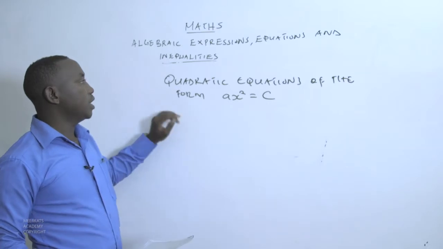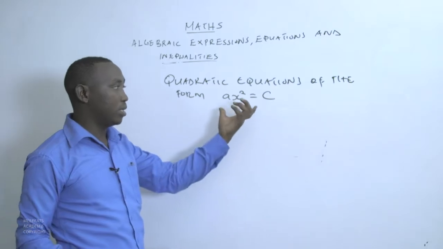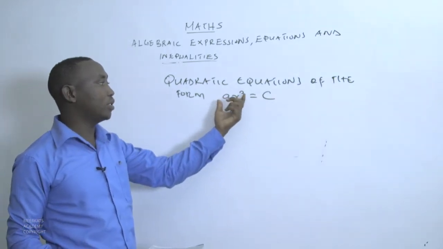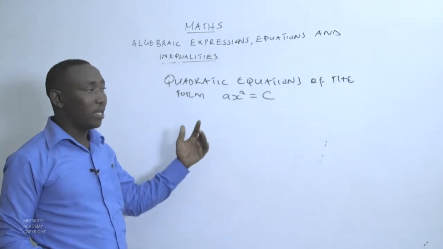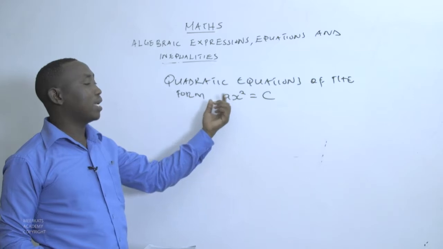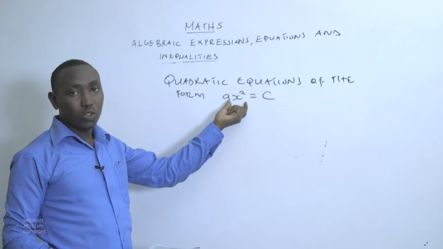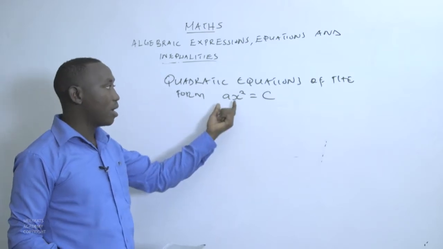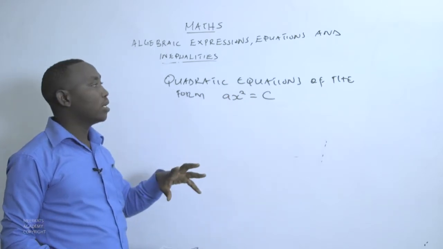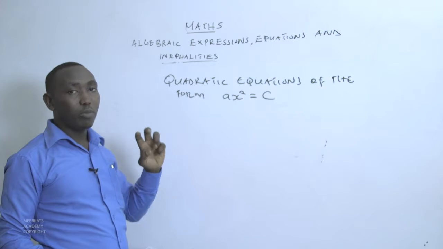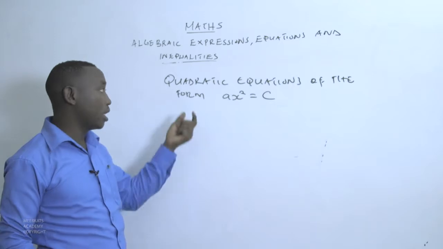Now this is a quadratic equation of this particular form, ax raised to 2 is equal to c, where a and c are given terms or constants, and x is a variable. So if you check this x, it has been raised to 2, or its power is 2, or the maximum power is 2.